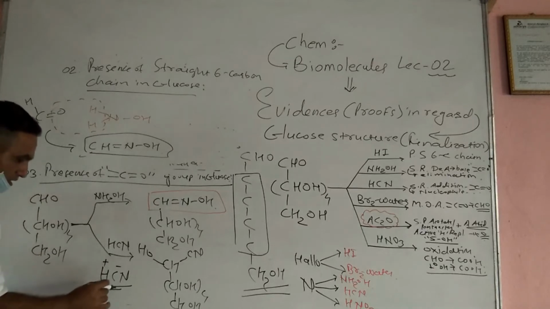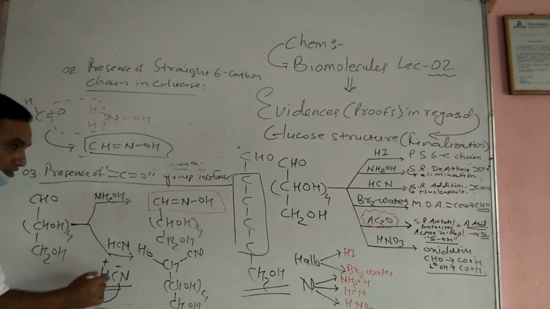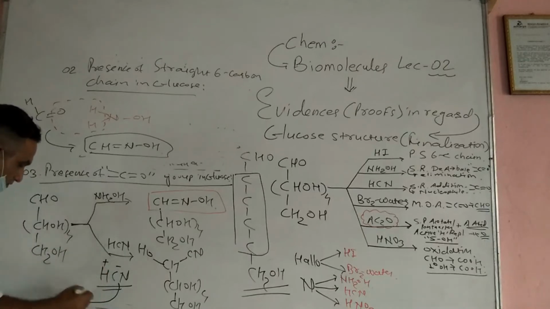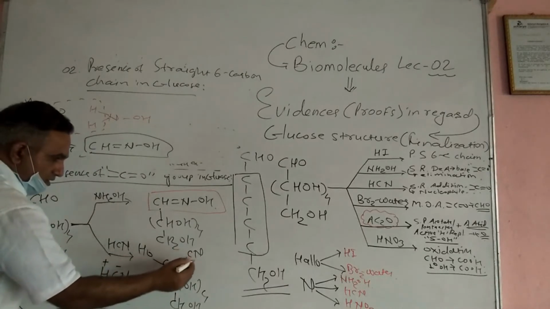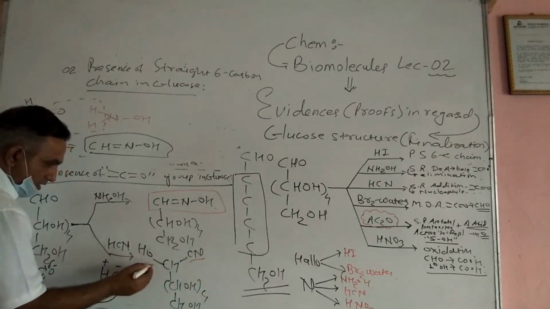So what happens? The negative part of this nucleophile attacks the carbon here. Because this is the carbon and these are the oxygen. This is the hydrogen, CHO. So the oxygen is more electronegative. So here the partial negative charge, here the partial positive charge. So the negative part, the nucleophile, attacks the carbon. As a result, what happens here? The addition reaction occurs or takes place. CH on one side, the CN minus is there, and on the other side OH is there.